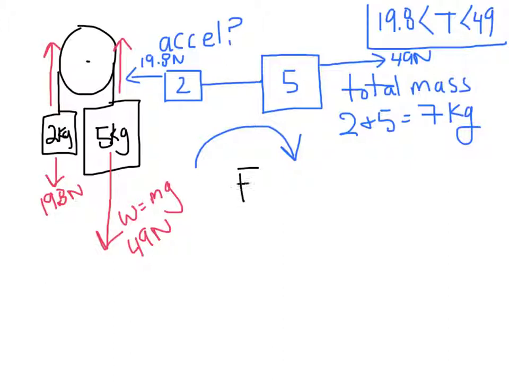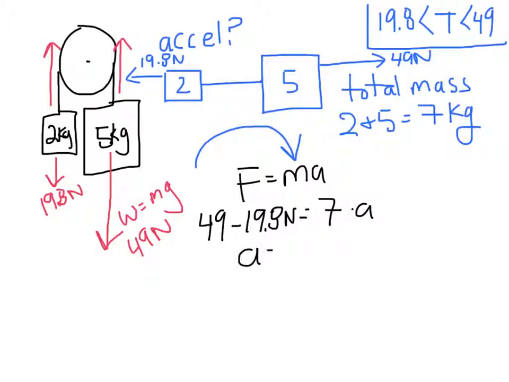So here we go with F equals ma. F, of course, being the net force acting on the entire system. So we have 49 minus 19.8 newtons, and that is the mass of the system, 7 kilograms, times acceleration. Solving gives us an acceleration of 4.2 meters per second squared.